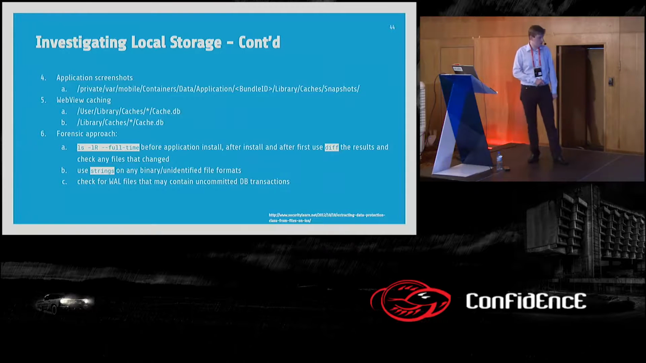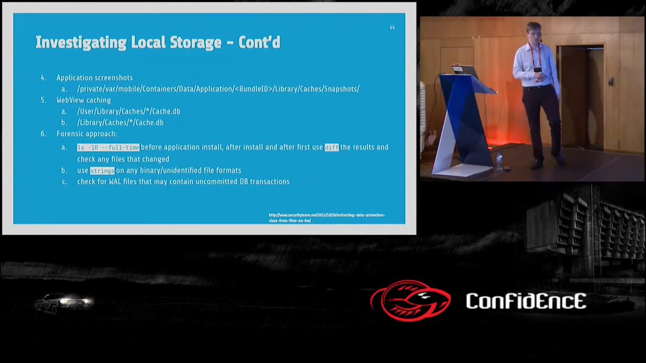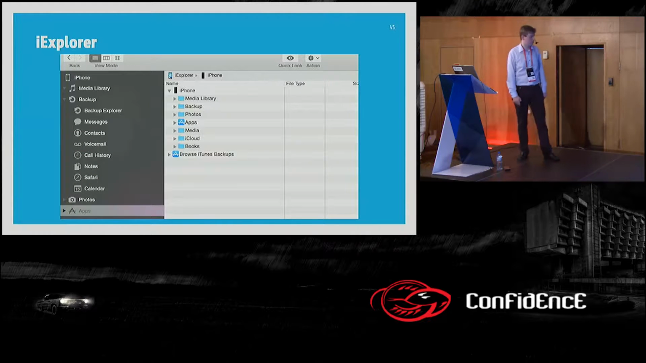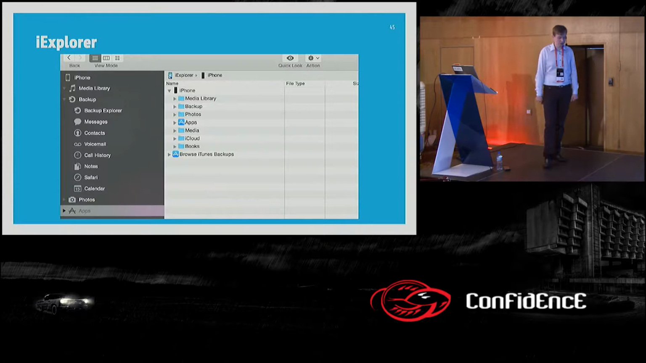Also, one hint: databases use something called a write-ahead log, which contains uncommitted transactions, which means that something might not have been committed to the database itself yet, but it's been written to the write-ahead log, and there might be some useful stuff there too. Okay, two tools that I'll very briefly mention. One is iExplorer. You can use it on non-jailbroken devices as well, now with some limitations. You can look into the content of your iDevice.